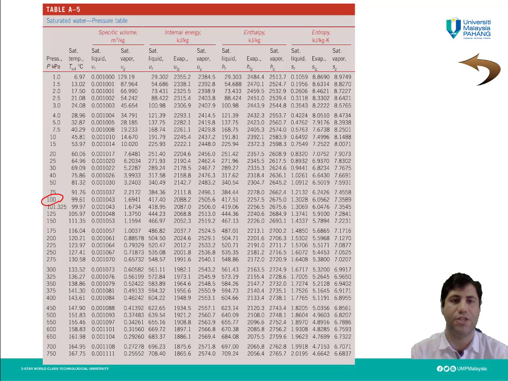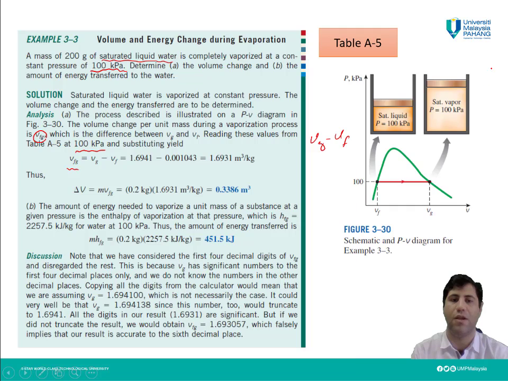Here is the 100 kilopascal pressure, and what about Vf and Vg? We have Vf here, saturated liquid, and we also have the specific volume for saturated vapor here. So we have Vf and Vg for this pressure. Simply we can use these two different values for Vg and Vf, and finally we can calculate Vfg by this simple equation. And this is the change in the specific volume.